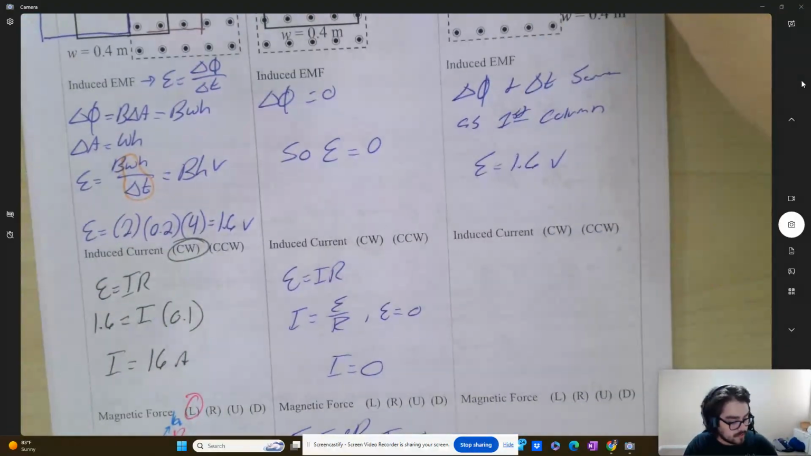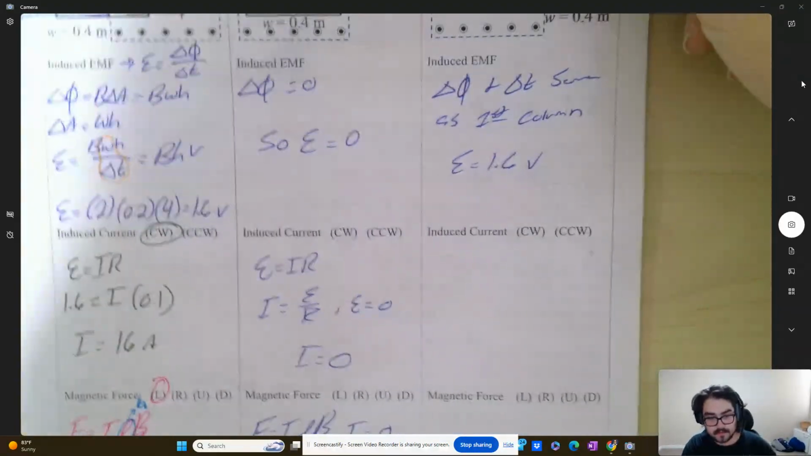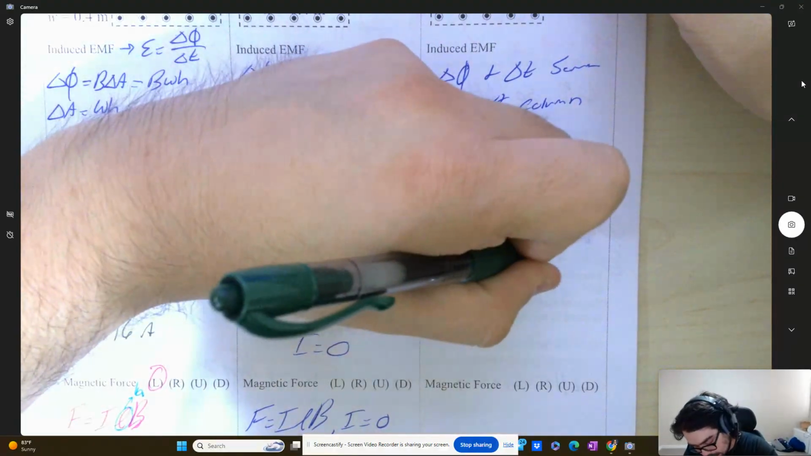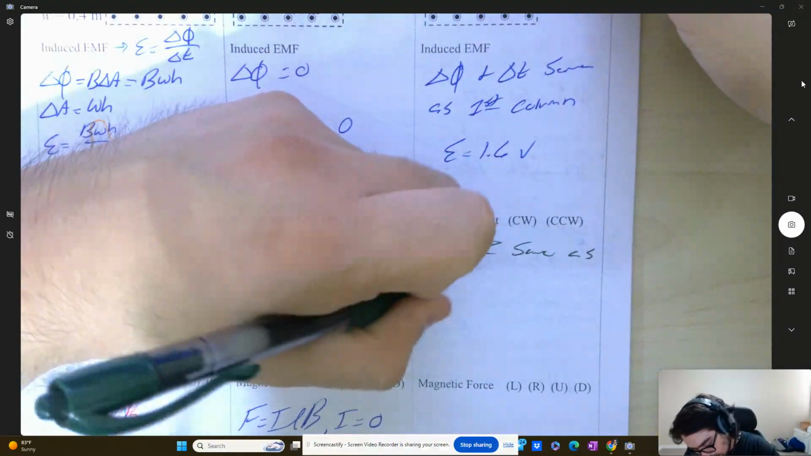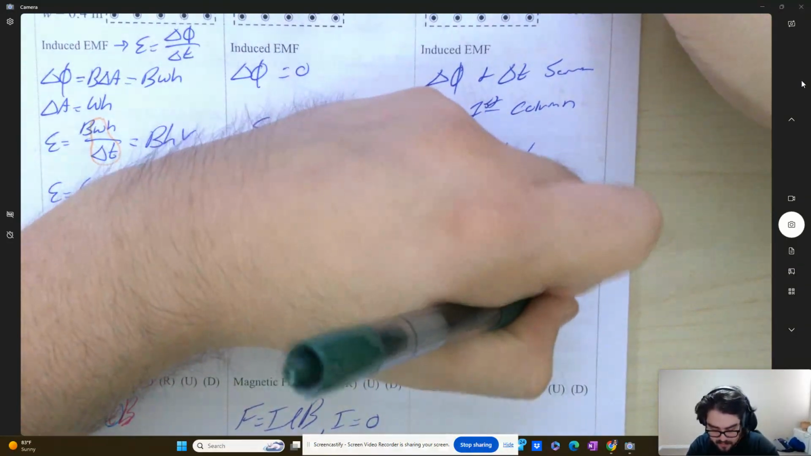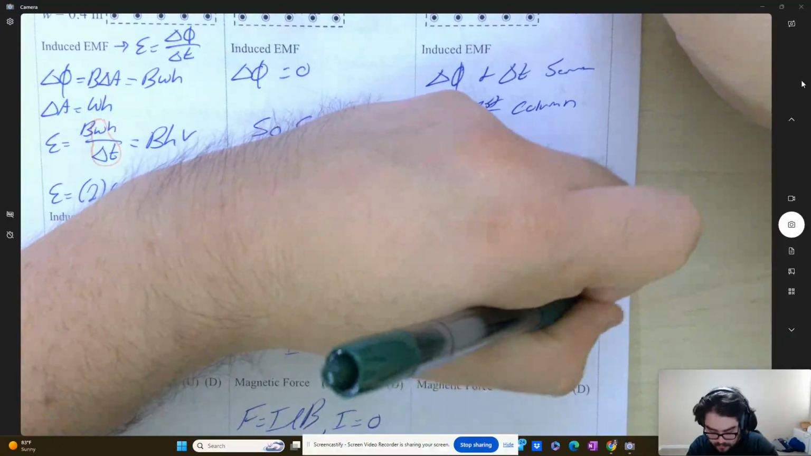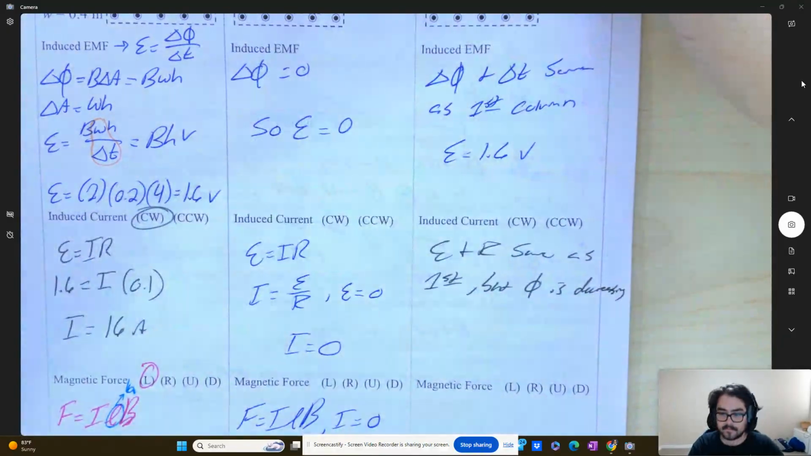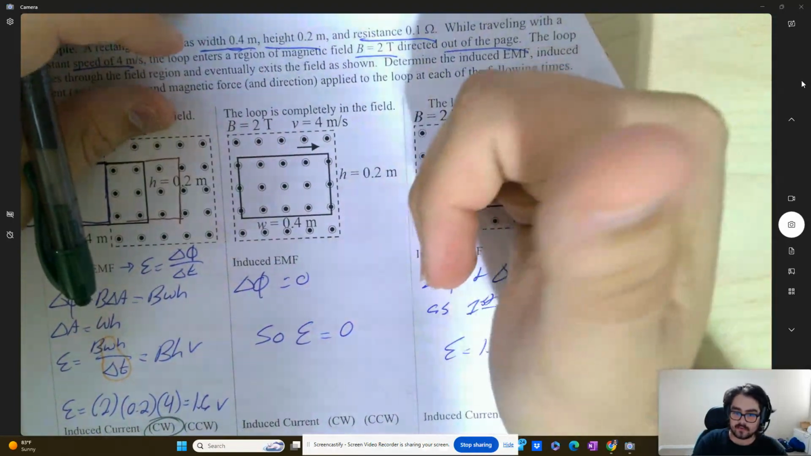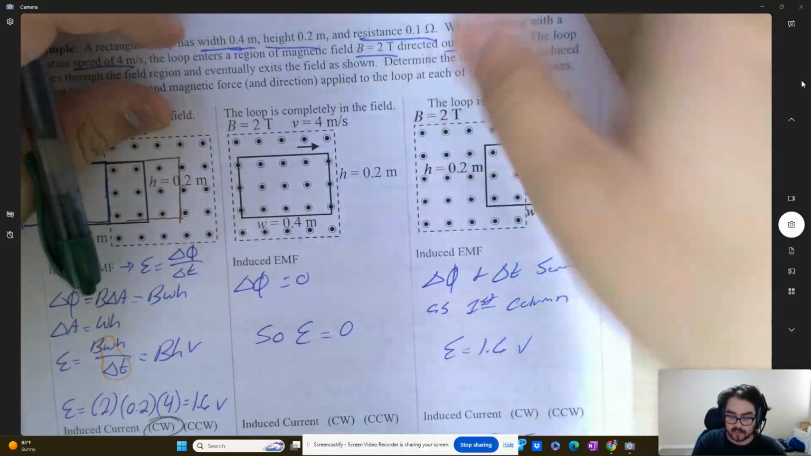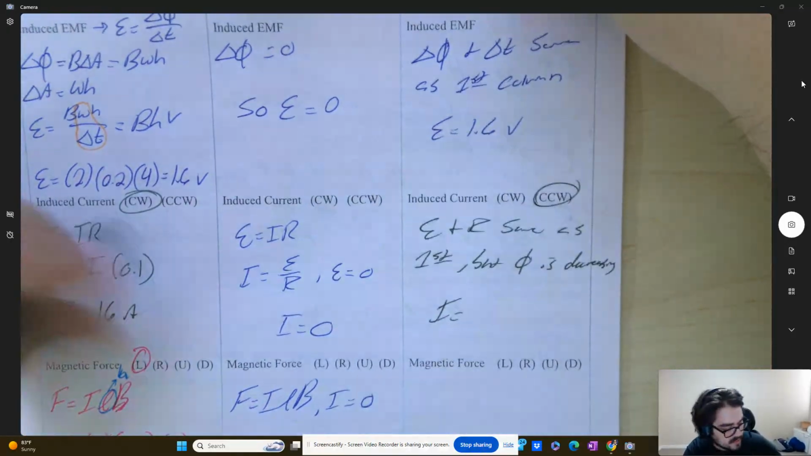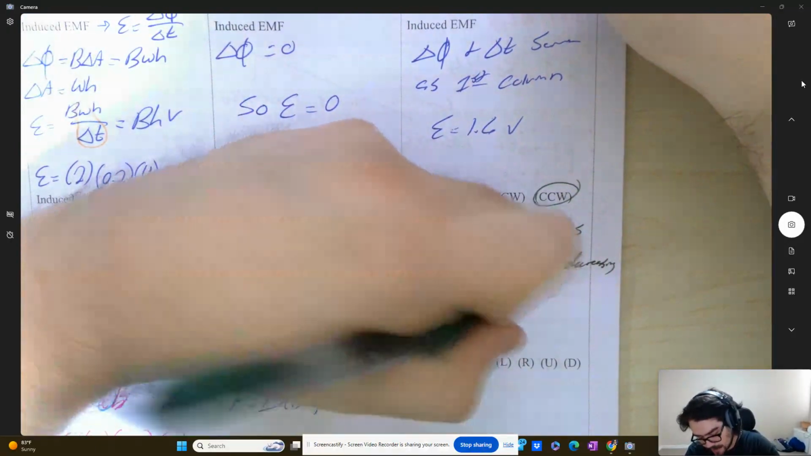The induced current, is that going to change? Well, epsilon and R are the same as the first. However, flux is decreasing. So if flux is decreasing, now we've got to use the right-hand rule, and you'll notice that it's actually going to go the opposite direction. It'll now go counterclockwise. But the induced current magnitude is the exact same. It's still 16 amps.